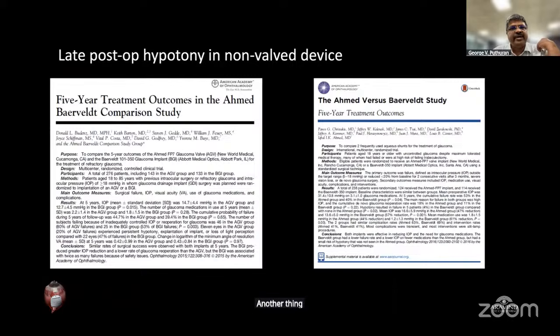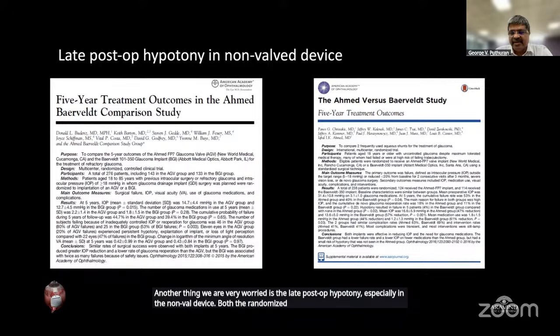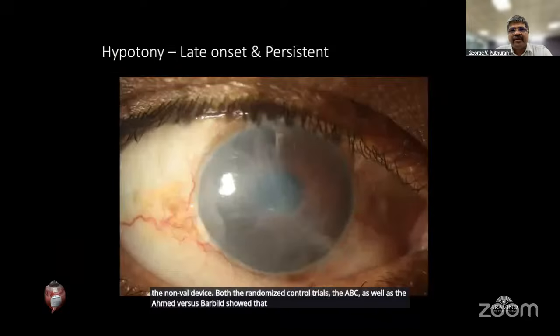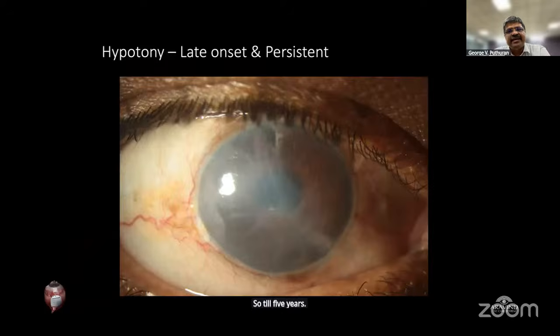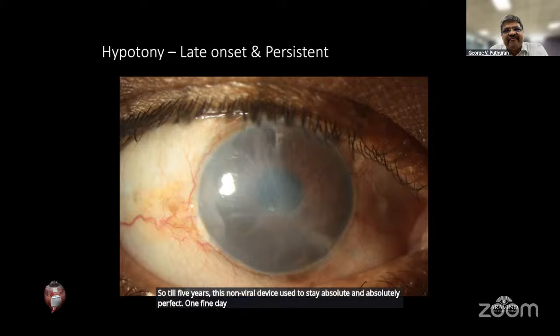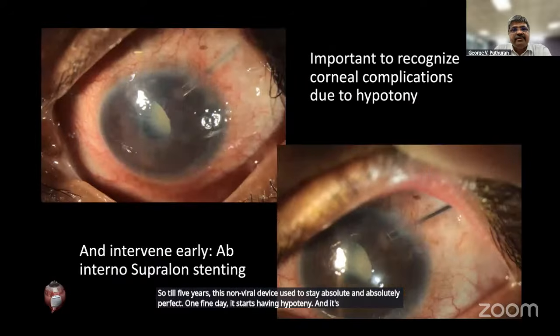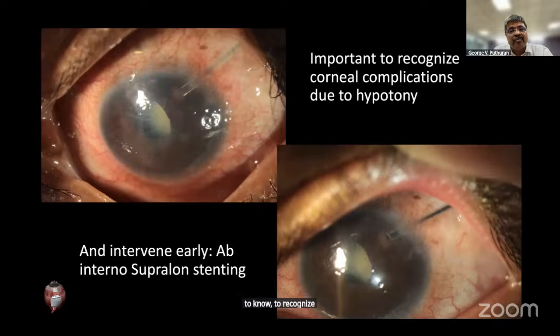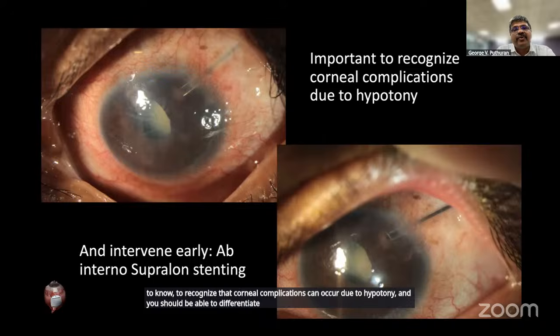Another thing we are very worried about is the late post-op hypotony, especially in the non-valve device. Both the randomized control trials, the ABC as well as the Ahmed versus Baerveldt, showed that chronic hypotony was a major issue and was vision or sight threatening when compared to valve device. So till 5 years, this non-valve device used to stay absolutely perfect. One fine day, it starts having hypotony. And it's important to recognize that corneal complications can occur due to hypotony, and you should be able to differentiate it from the corneal complications that occur due to the tube corneal touch or tube induced corneal complication.